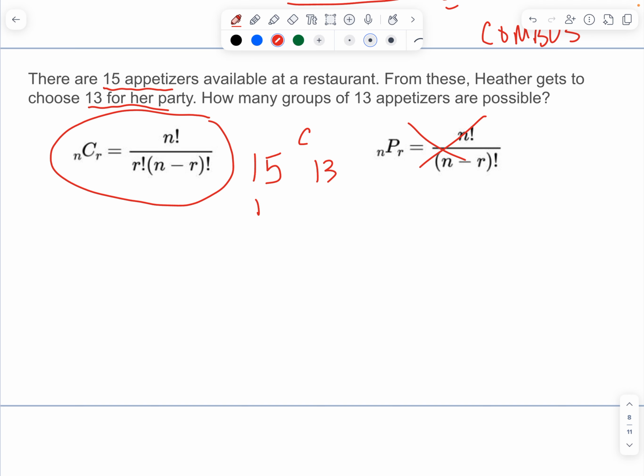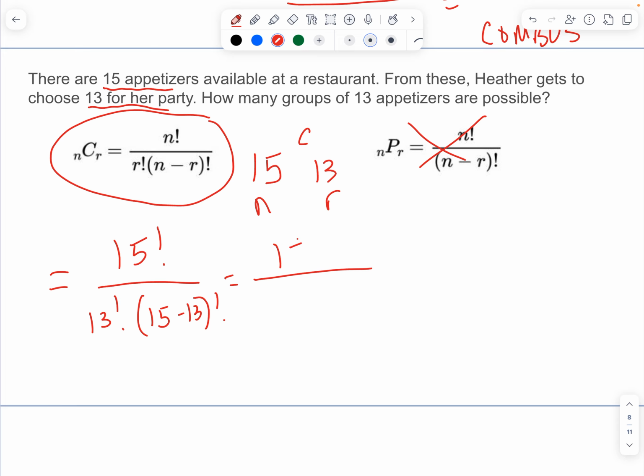So we know this is our N, and this is our R. Feel free to pause the video at any time and crank this out, and then come back and let's see if we match. Okay, if we're back, hopefully you got 15 factorial up here, you got 13 factorial, and then 15 minus 13 factorial. That's going to simplify to 15 factorial over 13 factorial times 2 factorial.